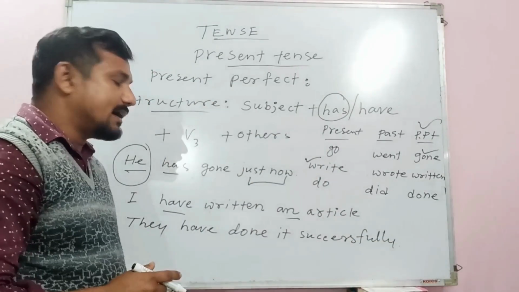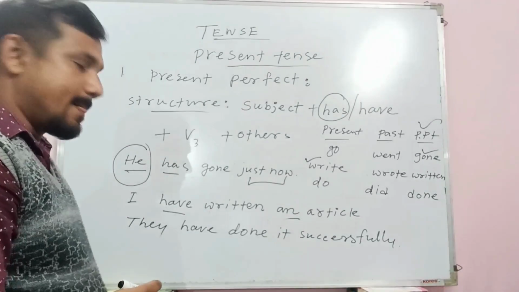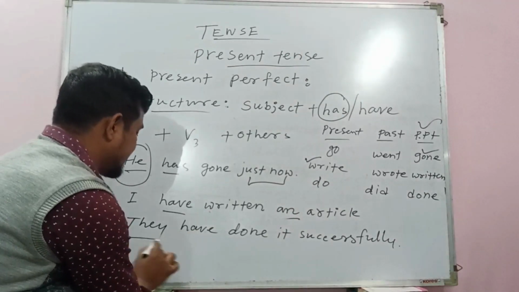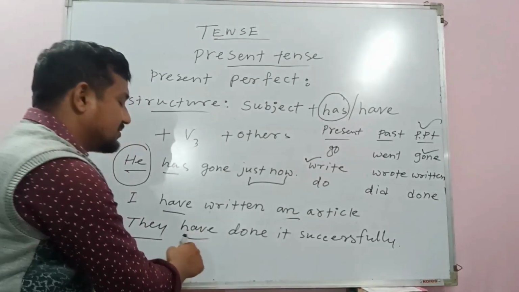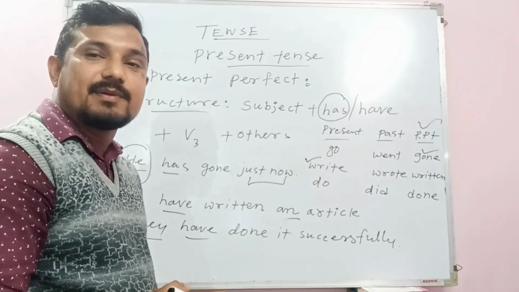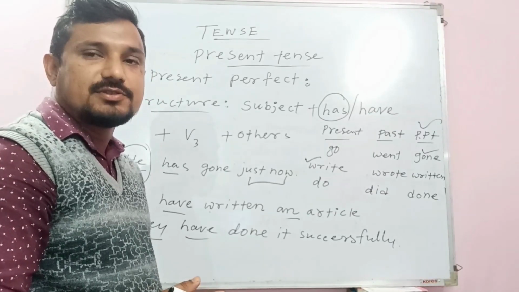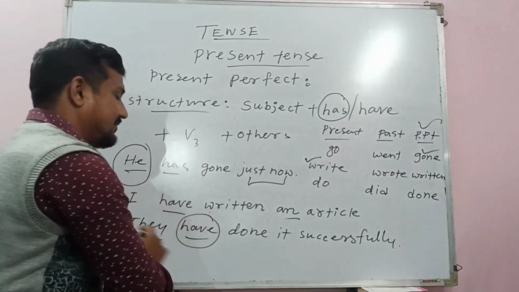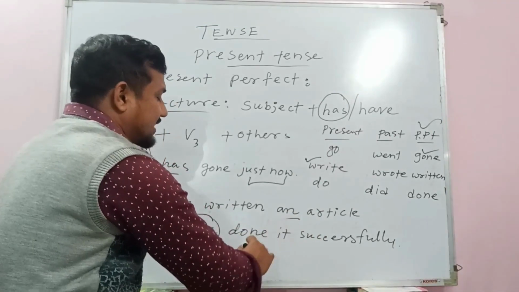They have done it successfully. Here the subject is they. After they, the verb have is used because they is third person, but has is not used because they is third person and also plural number. It is not singular number, so have is used here. And the verb done is used here.